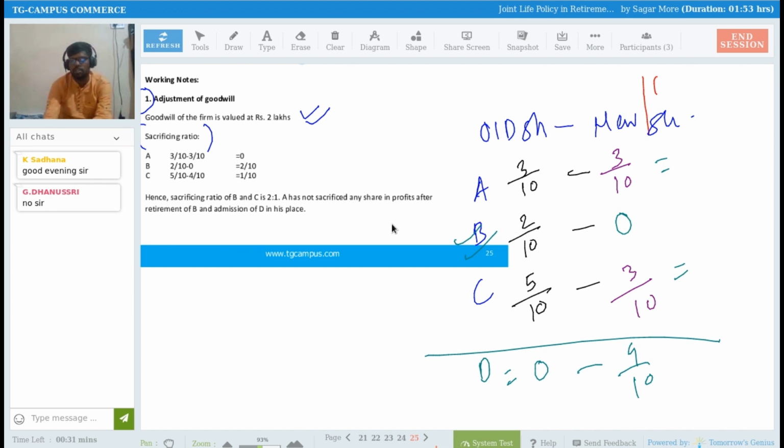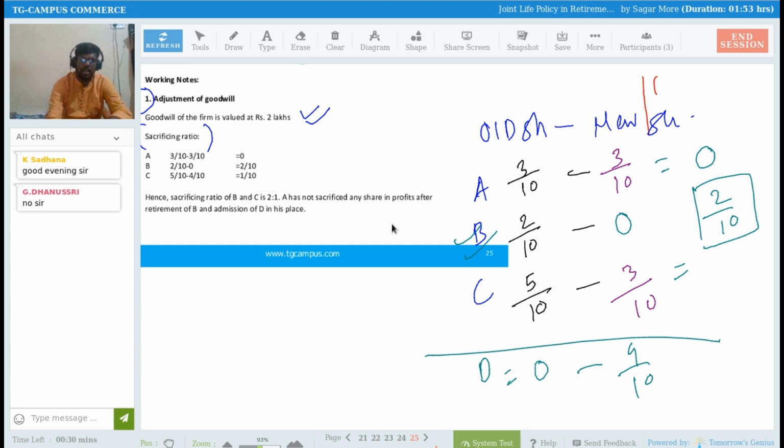And he's sacrificing a total of how much? 2/10, right? And what will be the answer for A and C? A is neither a gaining partner nor a sacrificing partner, right? And if you solve this for C, what will be your answer? You can do LCM. Actually, there is no need to do LCM as well. Correct or not?